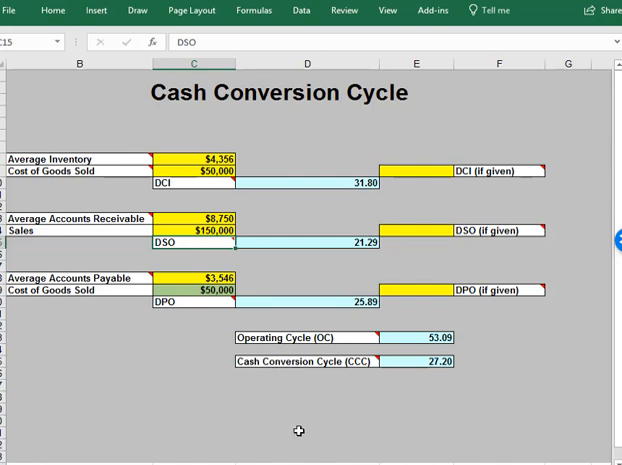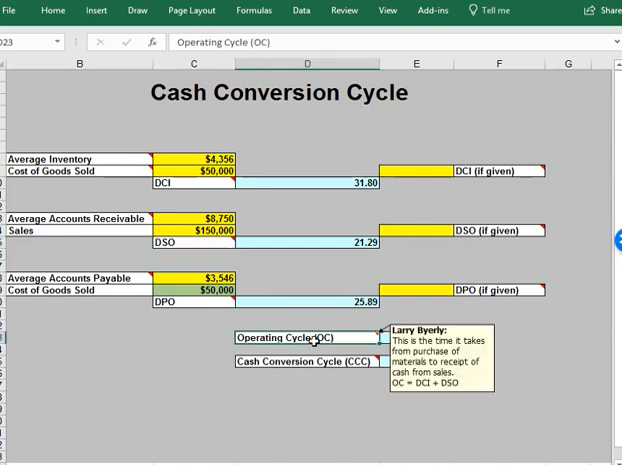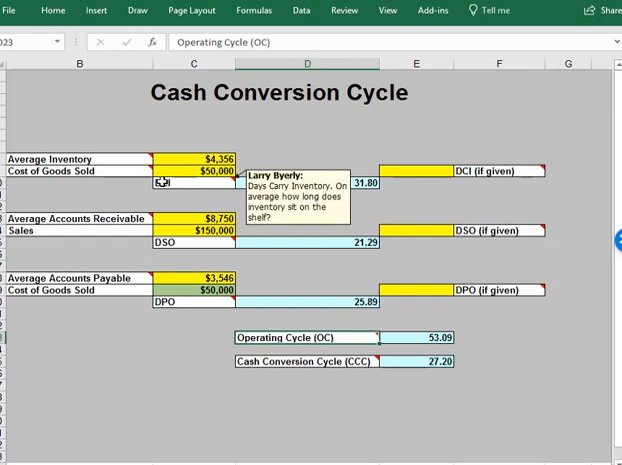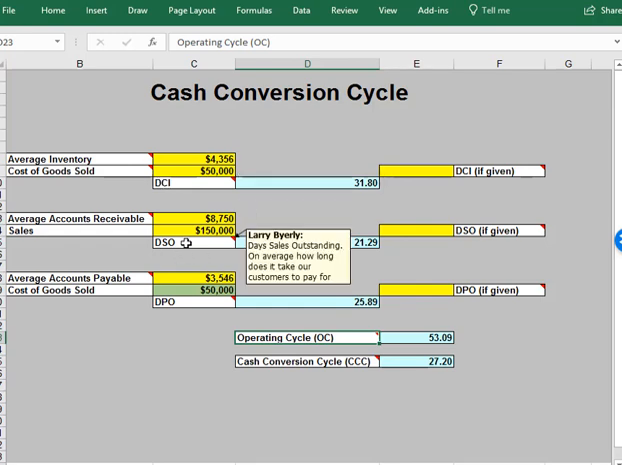So that provides us with some formulas. Operating cycle, and as you can see here, this is the average time it takes from the time of purchase of materials to the receipt of cash from sales. It is simply the addition of days carry inventory to days sales outstanding. So in this case, it roughly takes us 53 days from the time we buy inventory to the time we receive money for the inventory.